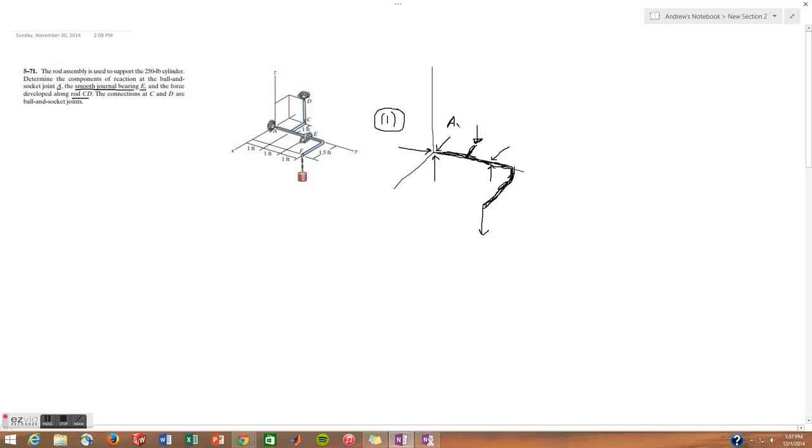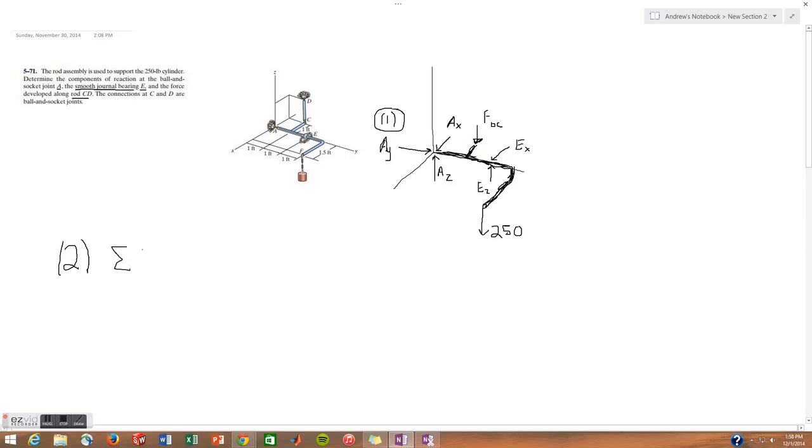I'm drawing the force diagram, because that's the first thing we do when we approach these problems. We're going to have AX, AY, AZ. Here's going to be our force along the rod CD. Our forces at E, which is the smooth journal bearing, so EX and EZ. Keep in mind there's no forces in the Y direction because the rod is free to move in that direction. And of course the mass of the hanging weight.